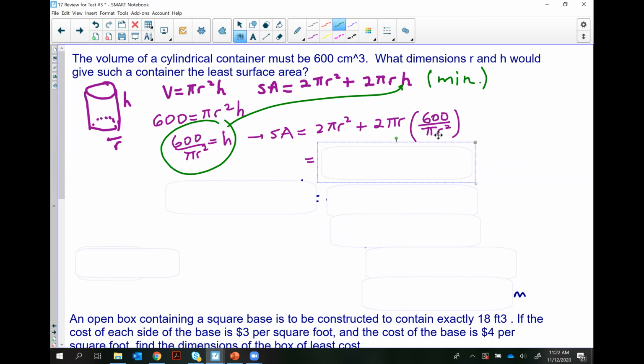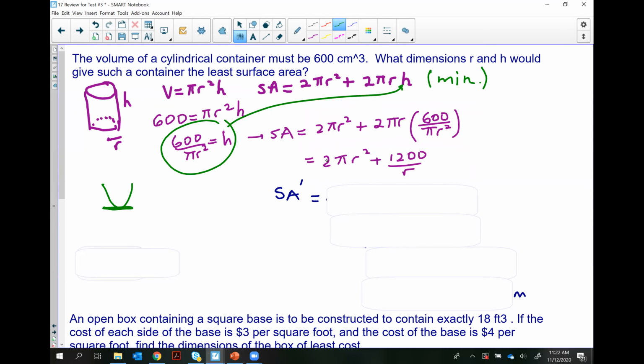Cancel the pi's, one of the r's cancel as well. 2 times 600 is 1200. So this part will be 1200 over r. The first part is exactly the same. Remember, this is surface area, but we want to differentiate it first and then set it equal to 0. And why are we differentiating it? Because to find maximums or minimums, we need to know where a given function has a slope of 0. That's where we're trying to find and locate the maximums and the minimums.